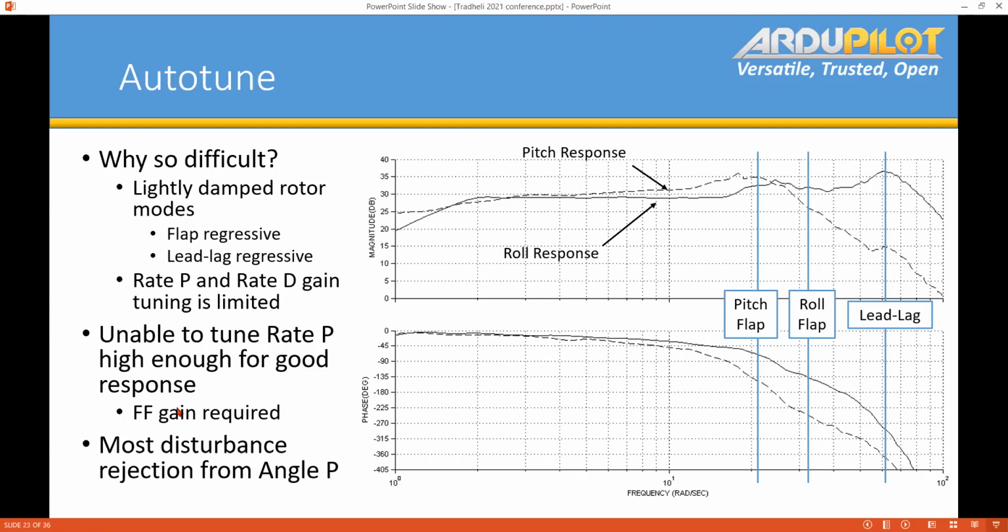But of course, we have nonlinearities, and we got disturbances. So we need to somehow force that rotor to respond, or the aircraft to respond to that feed forward request, or to our request. So in those cases, we try to use angle P and integrator to help keep the aircraft to maintain the attitude we request.